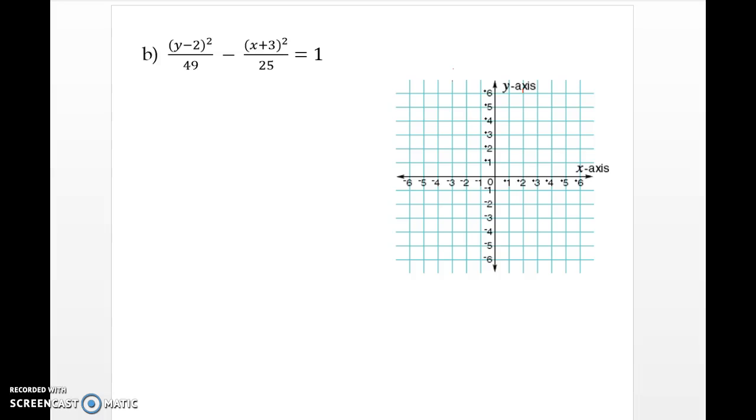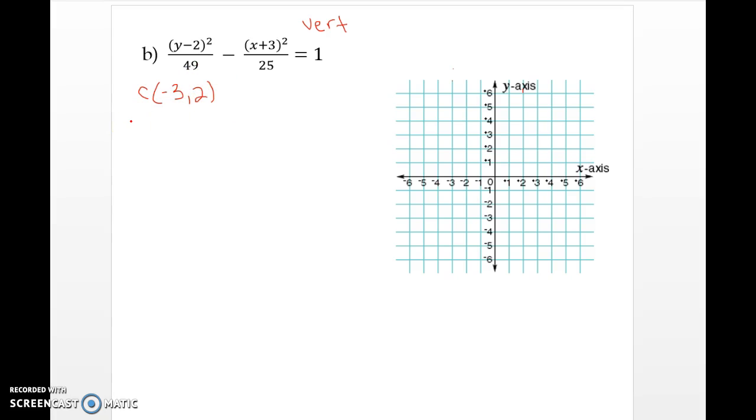Okay, so continuing on with the second problem, you should find that this is a vertical hyperbola because y is first, and that your center is... just kidding. That's a common mistake that happens a lot. Y is first in the equation, but your center is always x comma y. So that would be -3 comma 2.